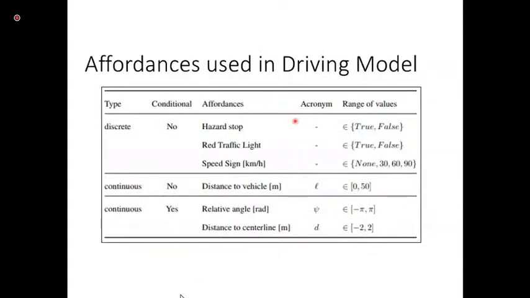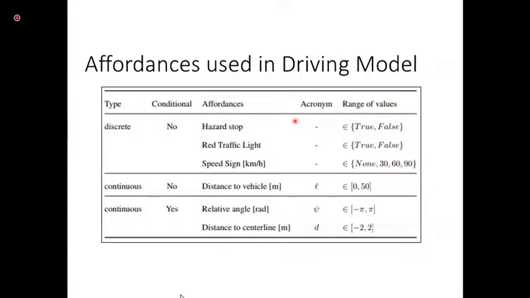Now, what are the affordances that we learn? The first is the hazard stop. Hazard stop takes two values, true or false. The hazard stop is true when there is a person in front of you, otherwise it is false. Or even if there is a car, it will still be true. So either there is a person or there is another car, and it will be true.